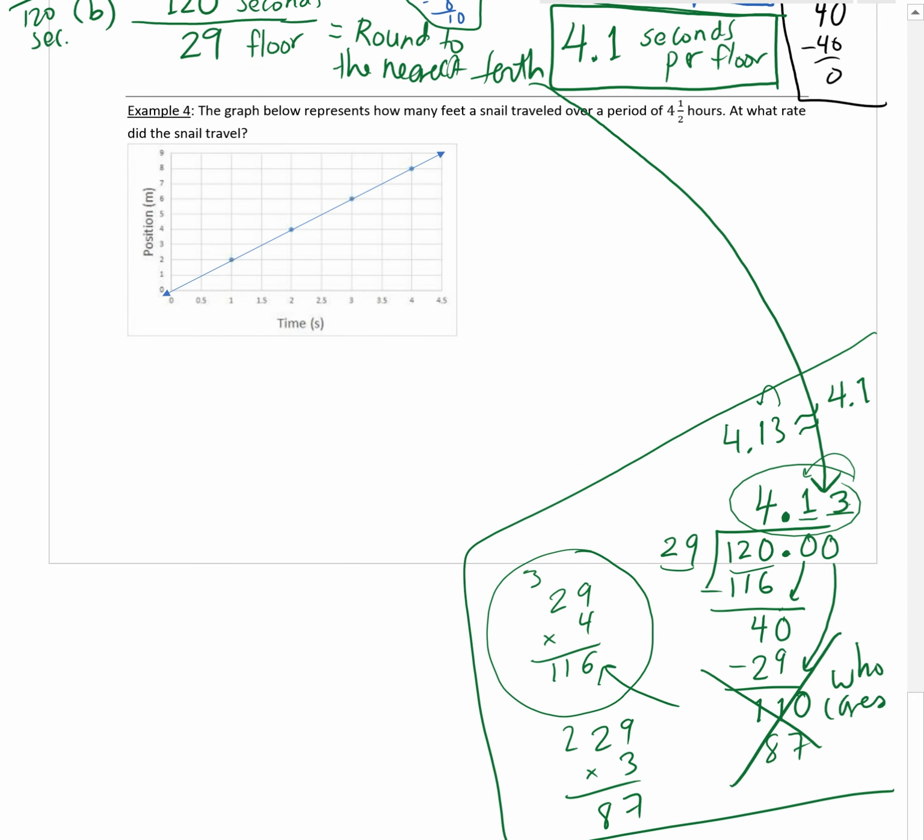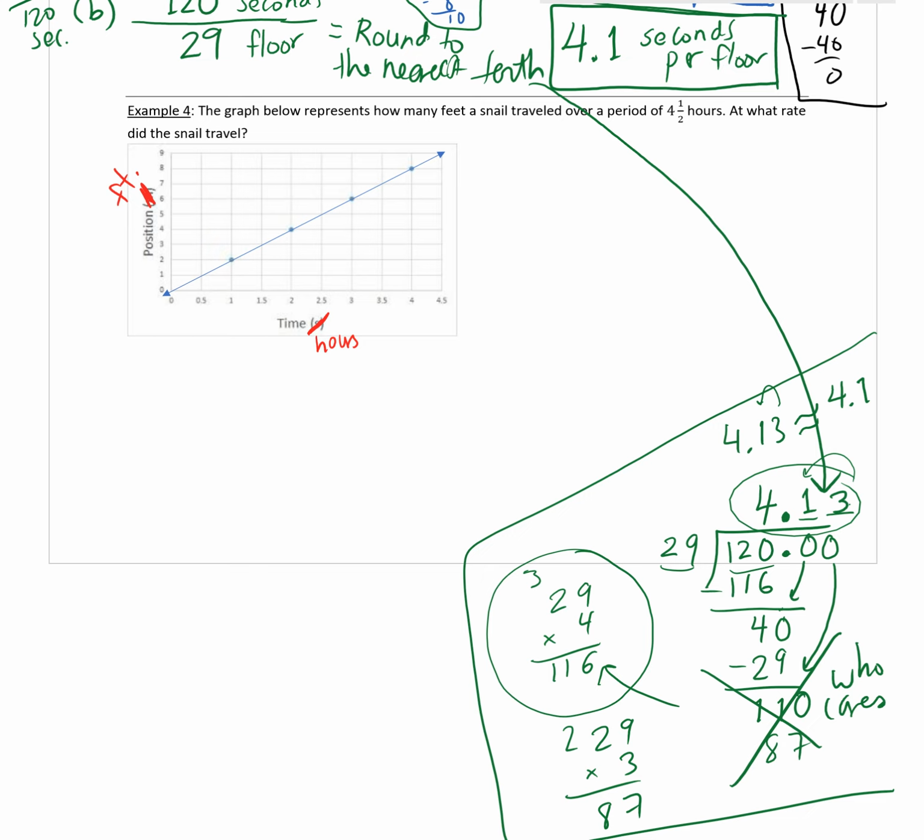That's the only thing. Now this last example is kind of bringing it back to graphs. They're saying the graph below represents how many feet a snail traveled over a period of 4.5 hours. That's kind of cute. Oh, I think I messed this up. I put M here, it should be feet. Sorry about that. How many feet he traveled, and then time, that should be in hours. Oopsie. Talking about a snail here, you know. He doesn't travel in meters per second. He travels in feet per hour. This guy is slow.